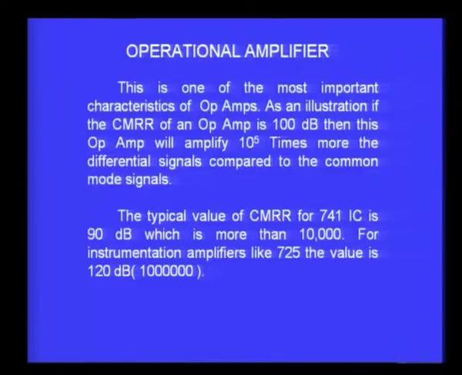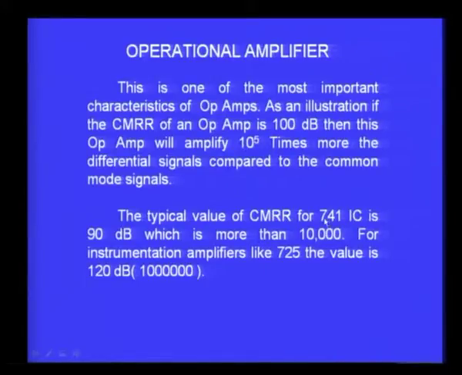Right. I have given a typical example on the screen. If that op amp's CMRR is about 100 dB, then it corresponds to 10 power 5. For every 20 dB there will be a decade, so 100 dB will have 5 decades, and therefore it will be 10 power 5. Therefore, the differential voltages will be amplified nearly 10 power 5 times more than the common mode signals. That is what it says.